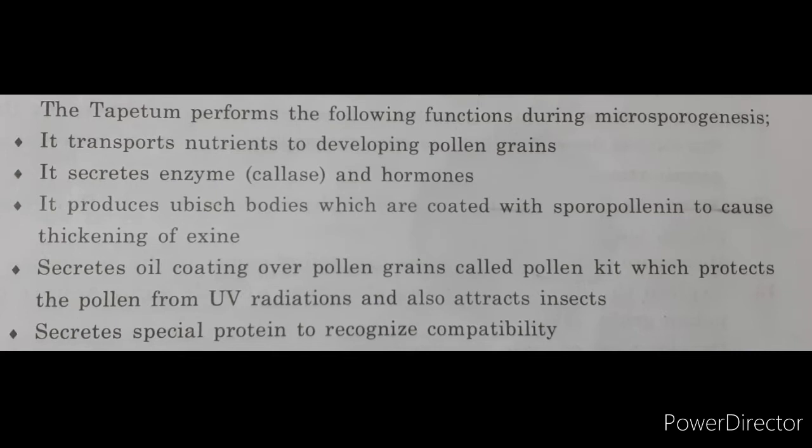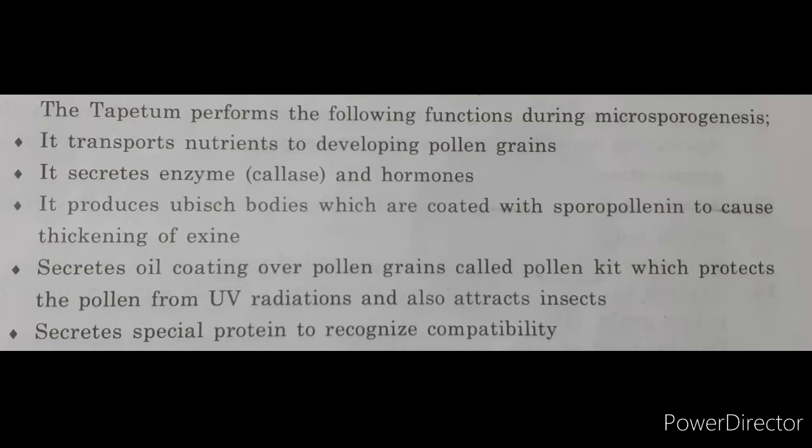These functions are all very important. First, it gives nutrients to the developing pollen grains. Second, it secretes the enzyme callase and hormones. Then it secretes the oil coating over the pollen grains, called pollenkitt, which protects the pollen from ultraviolet radiation and also attracts insects. Then it secretes the special protein to recognize compatibility. Compatibility means the correct type of pollen grains.